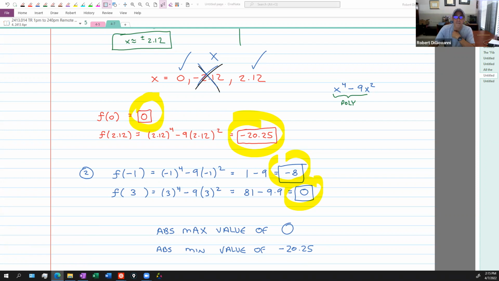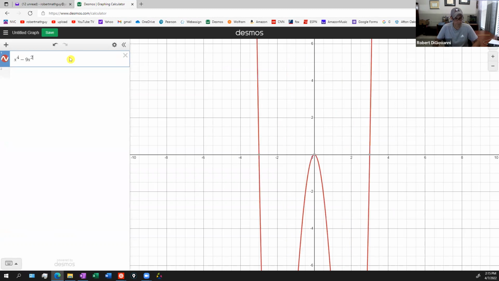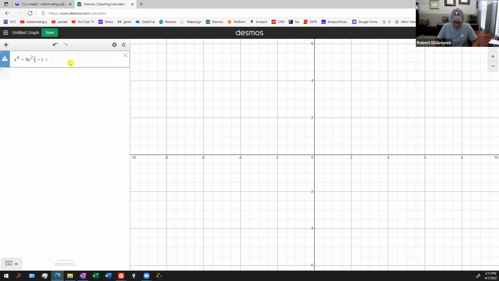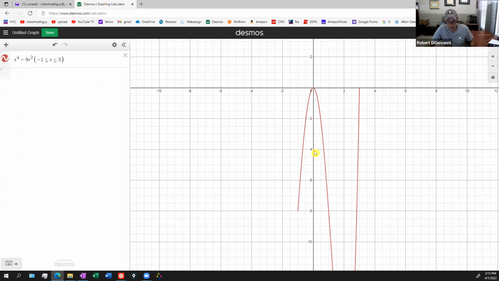So let's do something. Let's go to Desmos. Let's graph the function x to the 4th minus 9x squared, right? There's the graph. But I'm only going to look at this graph from -1 to 3.